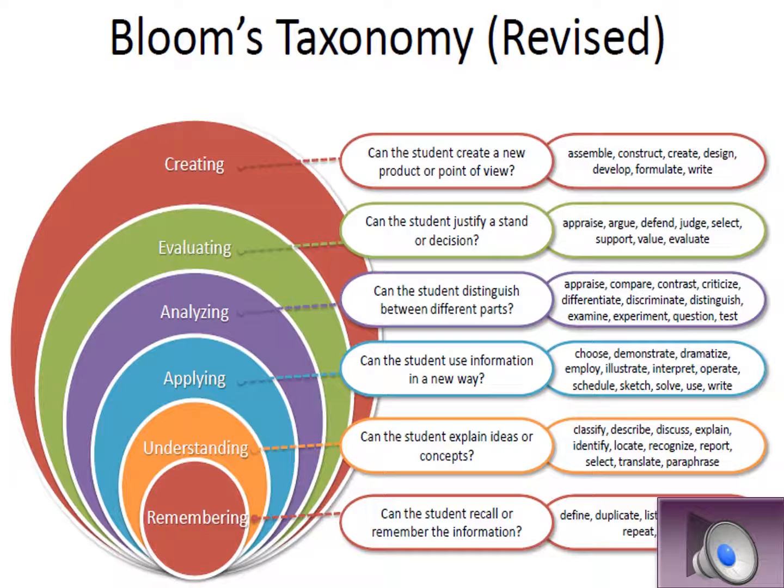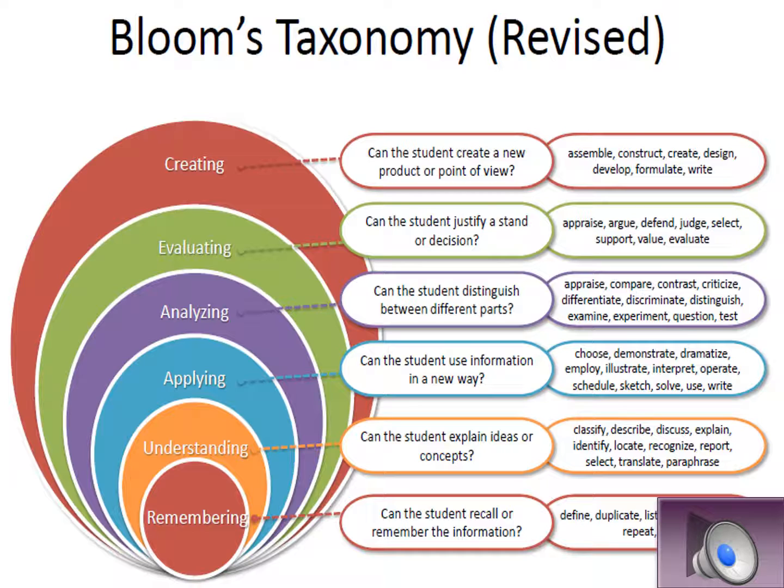The third level of Bloom's taxonomy is the application. And this is where students use information in a new way. So they demonstrate things, they interpret, write about things, they can illustrate, sketch, solve, operate, dramatize.